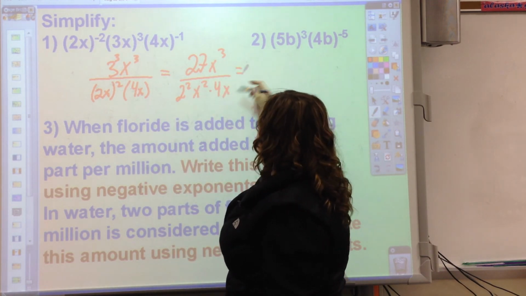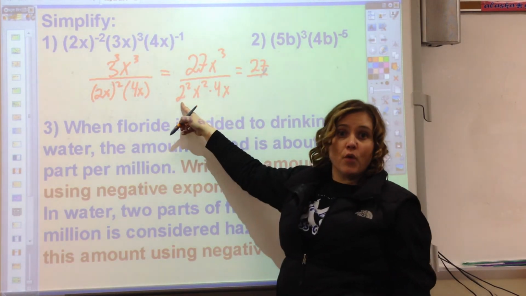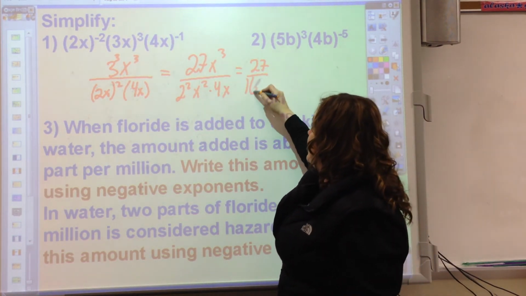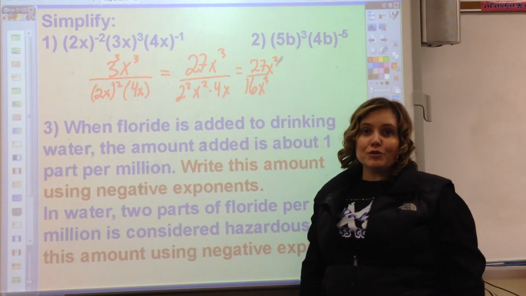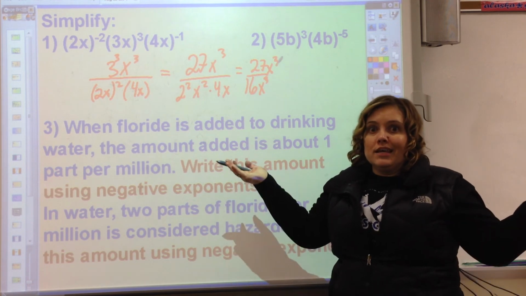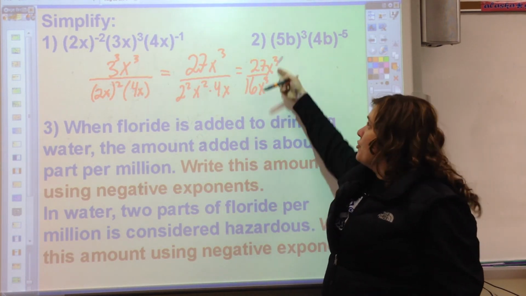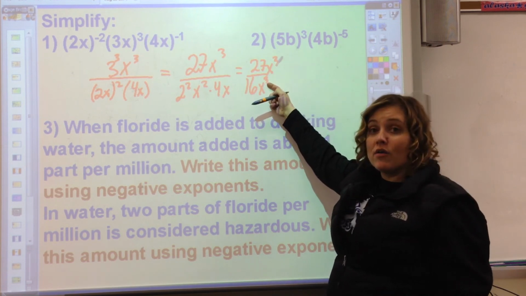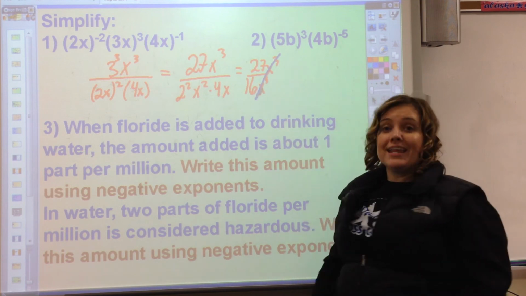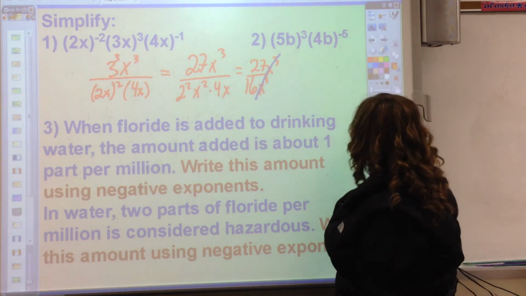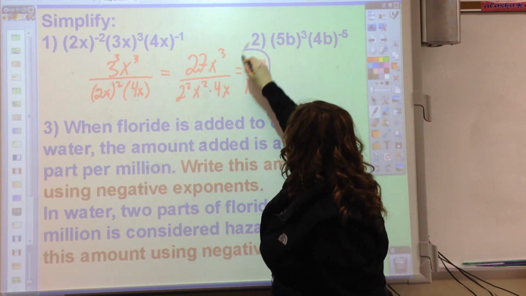Now I can simplify, and in my denominator, I get 2 squared, which is 4. 4 times 4 is 16, and I get x cubed. Now notice, x cubed divided by x cubed is just 1. Or if you divided, 3 minus 3 would give you an x power of 0. And then anything to the 0 is also 1. So those are going to cancel. And this is my final solution.